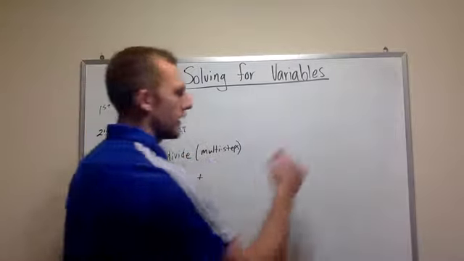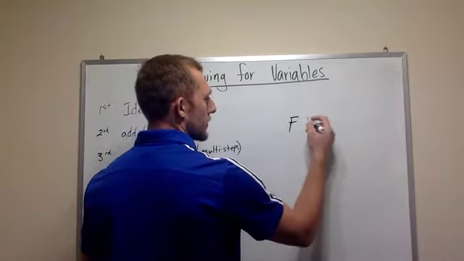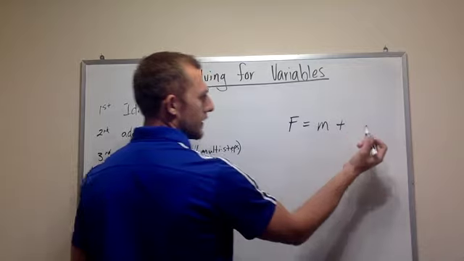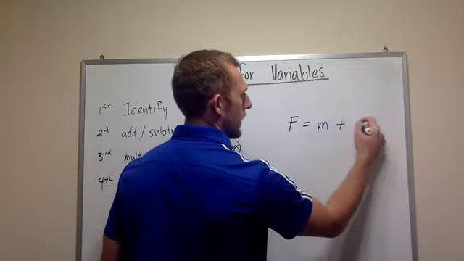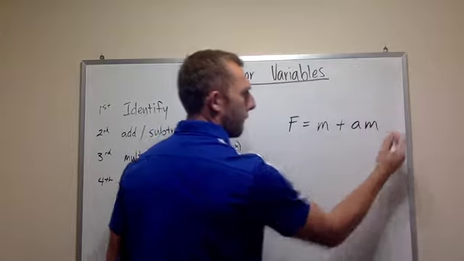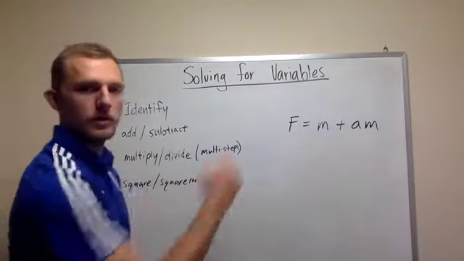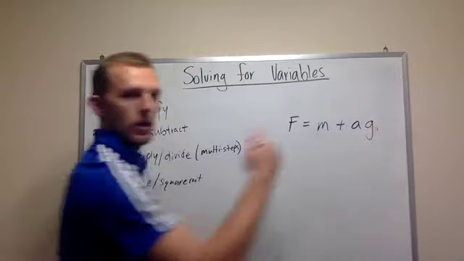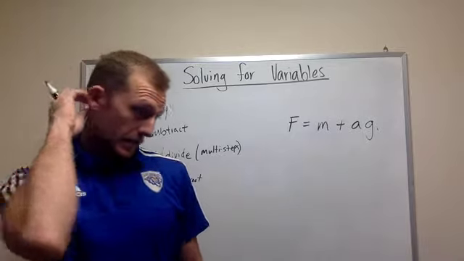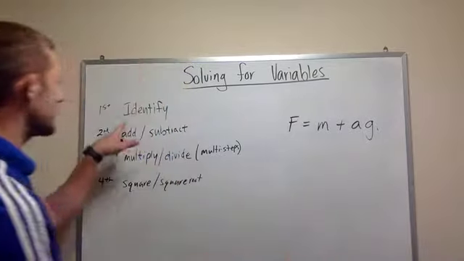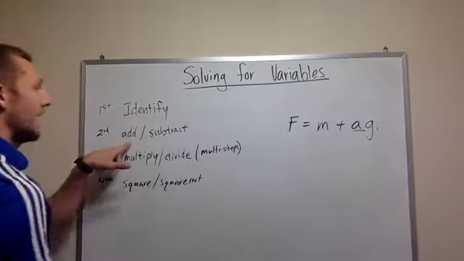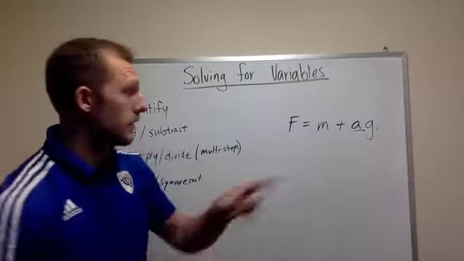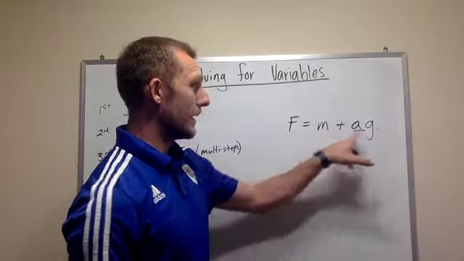So for instance, if I told you force equals m plus a times g, and I said I want you to solve for A. The first step is to identify: I want you to solve for A. Next, add or subtract. Right now, what's not needed on this side is the M and the G.